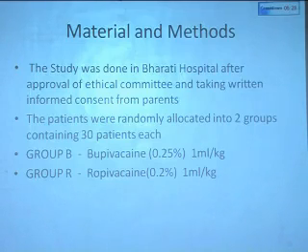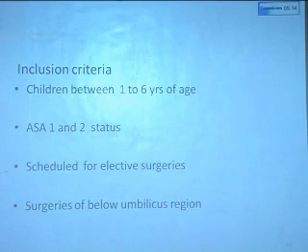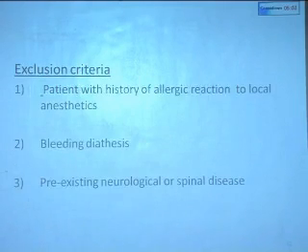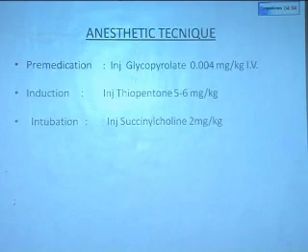The patients were randomly allocated into two groups containing 30 patients each. Group B, bupivacaine 0.25%, 1 ml per kg. Group R, ropivacaine 0.2%, 1 ml per kg. The children included were between 1 to 6 years of age, ASA 1 and 2 status, scheduled for elective surgeries below the umbilical region. Excluded patients: those with history of allergic reaction to local anesthetics, bleeding diathesis, pre-existing neurological or spinal disease.